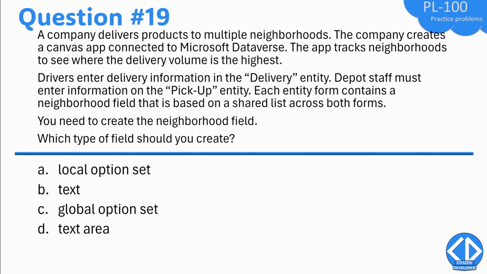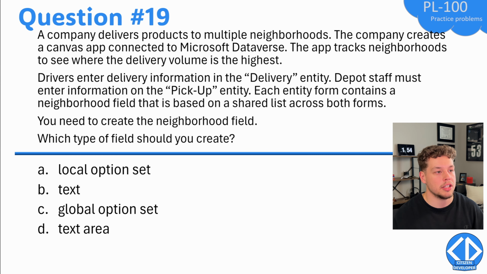All right, question 19. A company delivers products to multiple neighborhoods. The company creates a Canvas app connected to Microsoft Dataverse. The app tracks neighborhoods to see where the delivery volume is the highest. Okay, so we have these things called neighborhoods. Let's see what this means. Drivers enter delivery information on the delivery table, and depot staff must enter information on the pickup table. Okay, so we have 2 tables. There's some kind of relationship. Each entity form contains a neighborhood field that is based on a shared list across both forms. You need to create the neighborhood field.